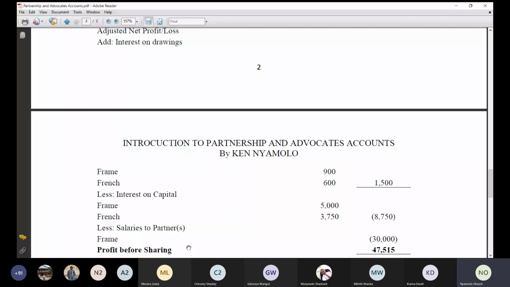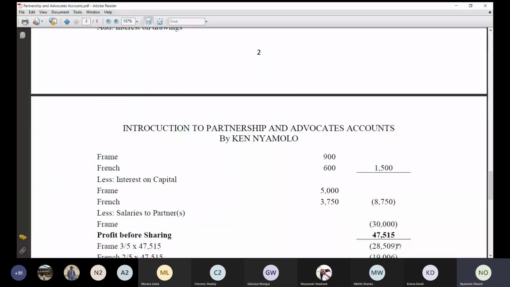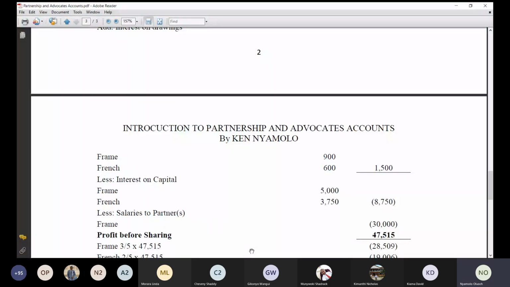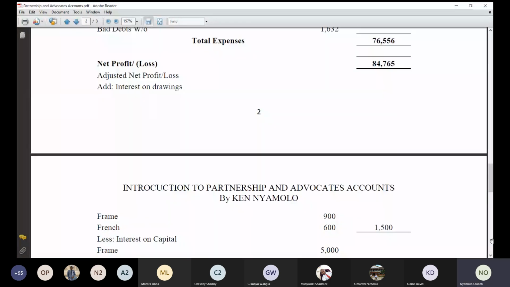So because Linda also does so much work for the farm, when Nyamolo and Wendy are outside there, Linda makes sure that everything is being done. Then we pay her a salary of 30 million. So you need to understand the items that we use to adjust the net profit in the appropriation account. The moment you understand them and you bring them like that, then you will find that our profit before sharing would be 47. That is the 84.